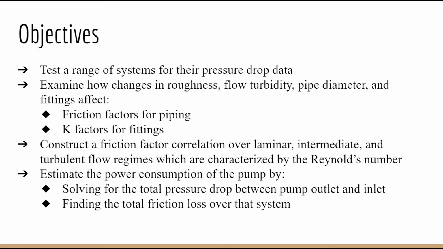The objectives for this experiment are to test for the total pressure drop across each system. From this, we can solve for the friction factors as well as solve for the K values on systems which contain the valve we're testing. Next, we want to make our own correlations between the friction factor and the Reynolds number.